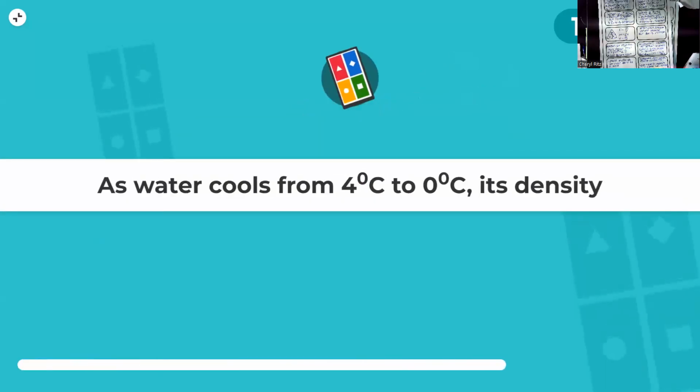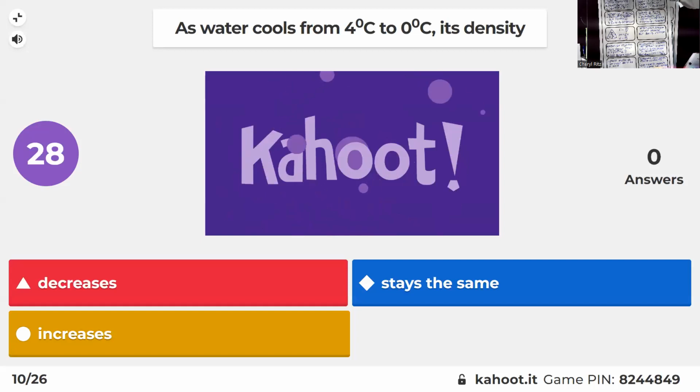As water cools from 4 to 0, its density. Word for word off the homework yesterday. That was due yesterday.